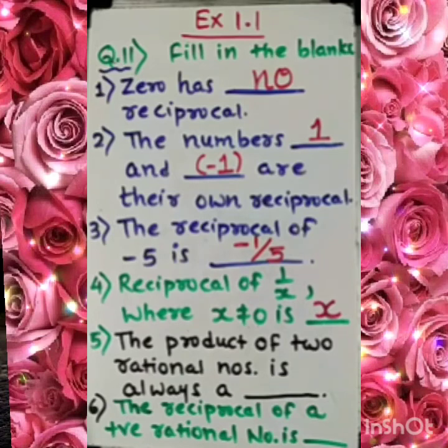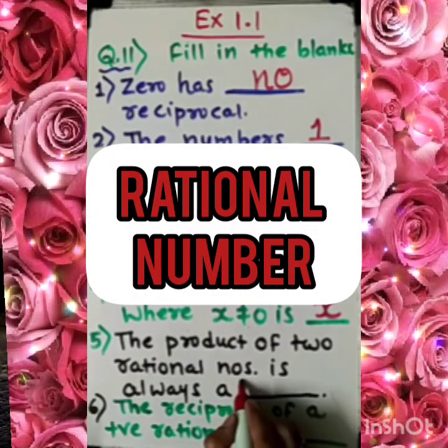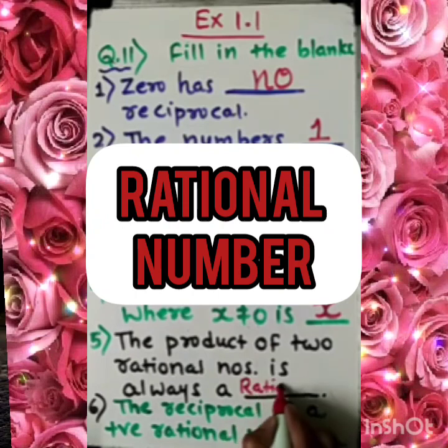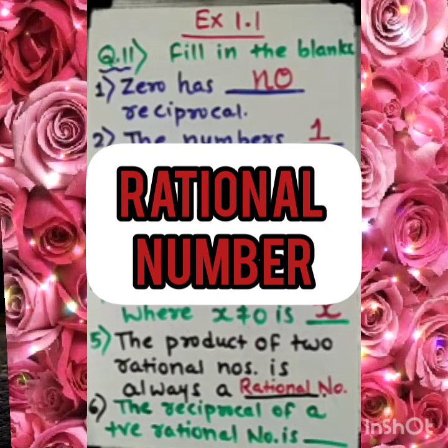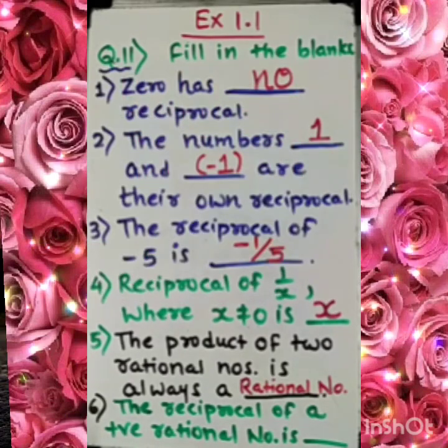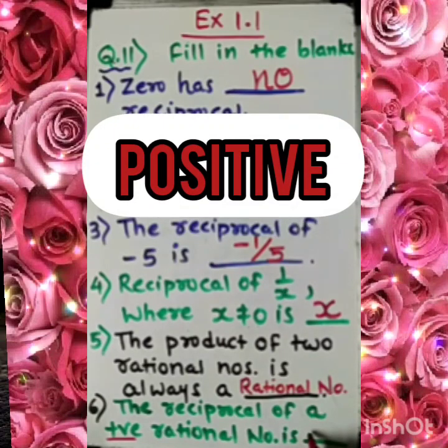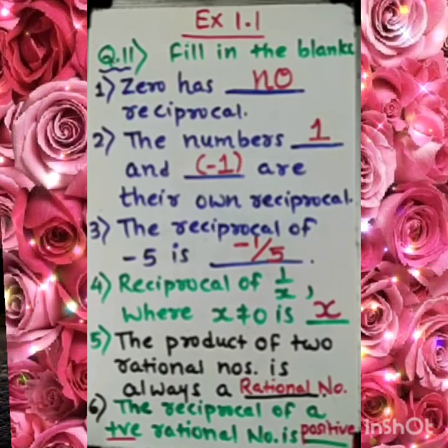The fifth fill-up says the product of two rational numbers is always a rational number. Please keep this in mind. The product of any two rational numbers is also a rational number. The sixth fill-up says the reciprocal of a positive rational number is also positive. So you can mention positive.